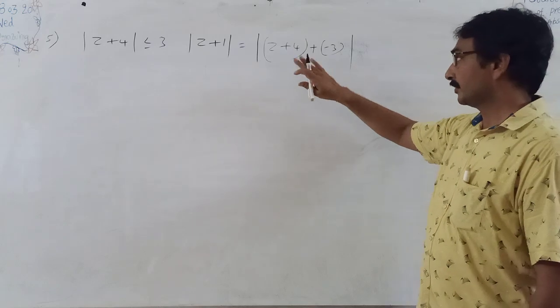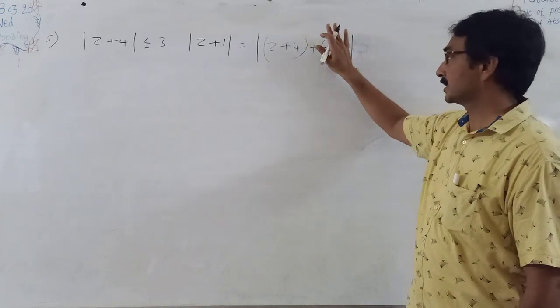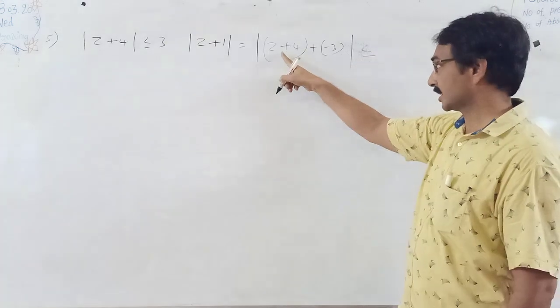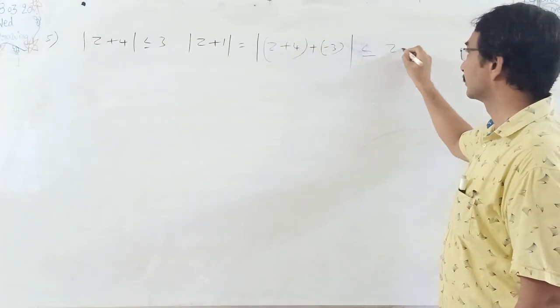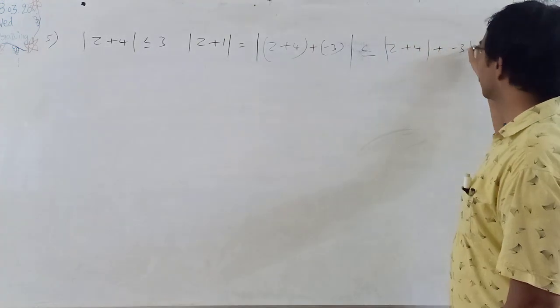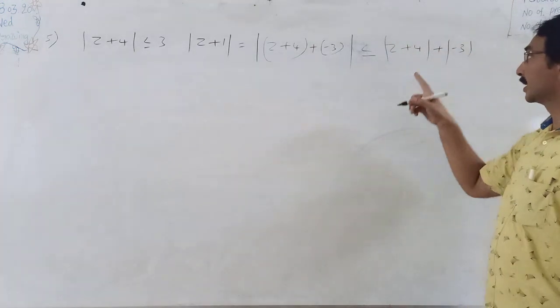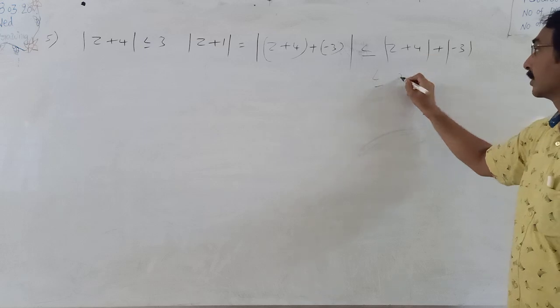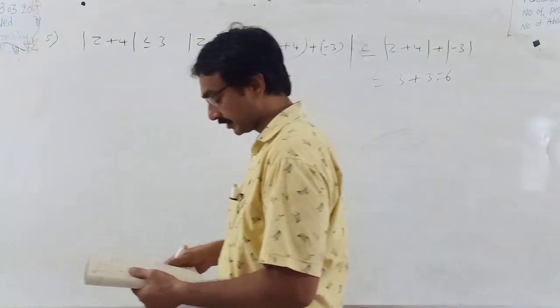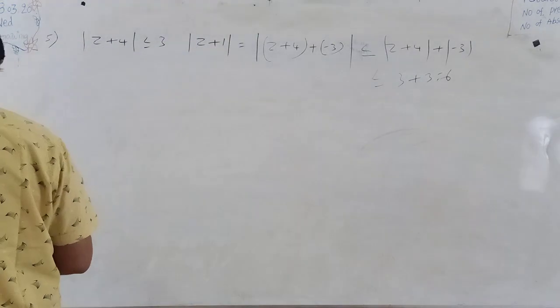Because this is in the form of modulus of z1 plus z2 formula, which is less than or equal to modulus of first one plus modulus of second one. Modulus of first one plus modulus of minus 3. But given that, again this is less than or equal to 3 plus 3, 6. Therefore, the maximum value of that one is 6.